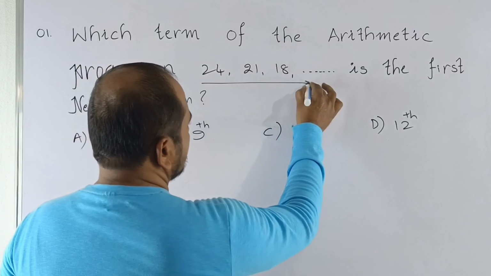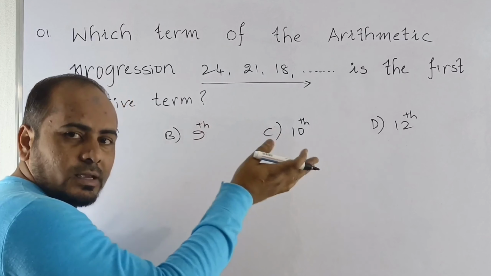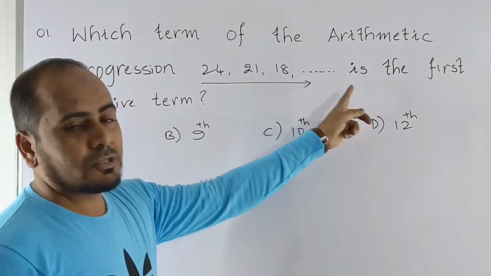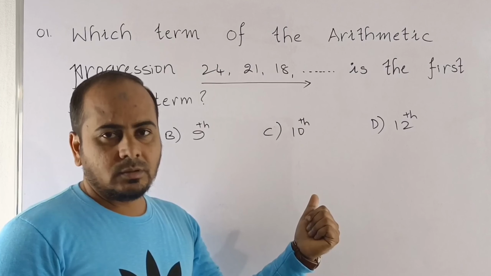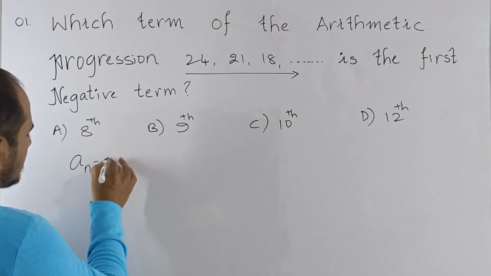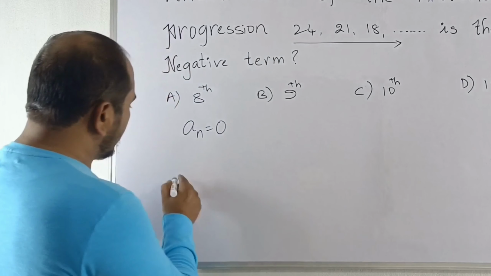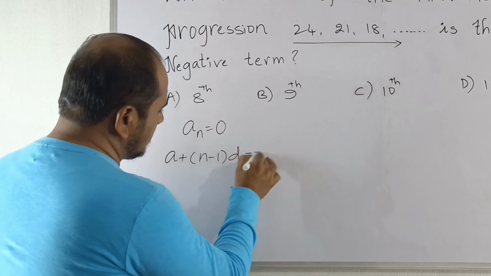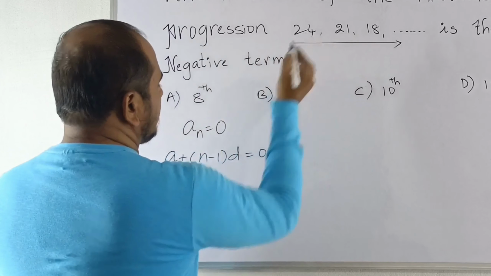Observe my dear students, here 24, 21, 18, it is in descending order. Obviously, it closes to 0 and also negative terms. So first we have to consider nth term of this progression is 0. Now, what is nth term? a plus n minus 1 into d. This is the formula. So here you have to substitute, my dear.